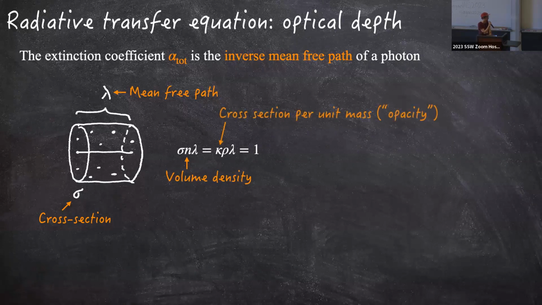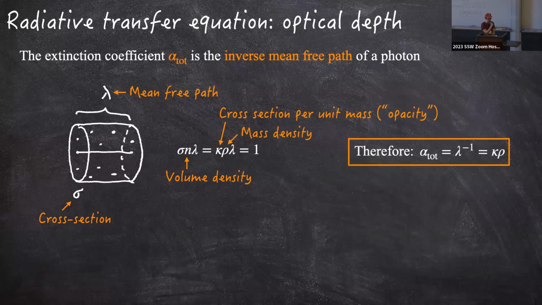And usually we actually work in somewhat different units. So we express cross section per unit mass, kappa. This is called the opacity. And then we don't multiply by number density anymore. We just multiply by mass density. But this is how it's defined. And therefore, alpha tot, which is lambda to the power of -1, equals kappa times rho.